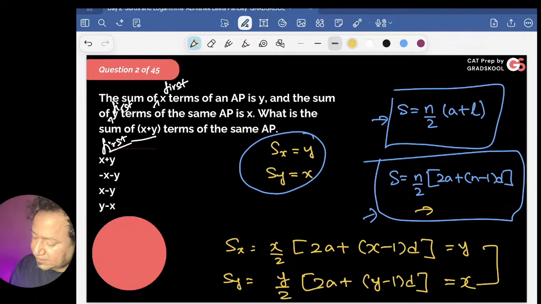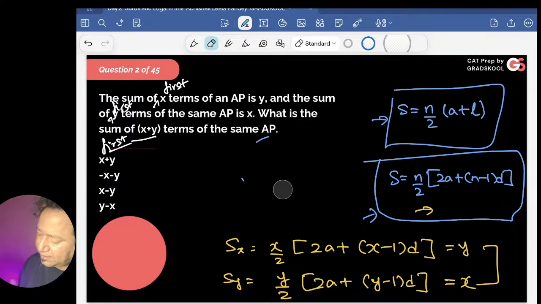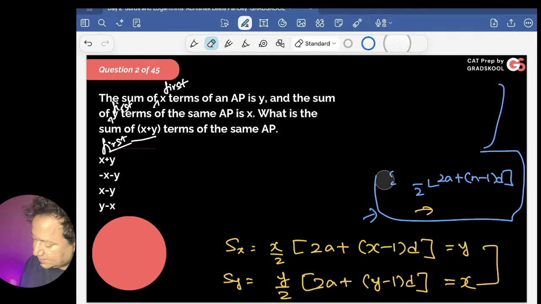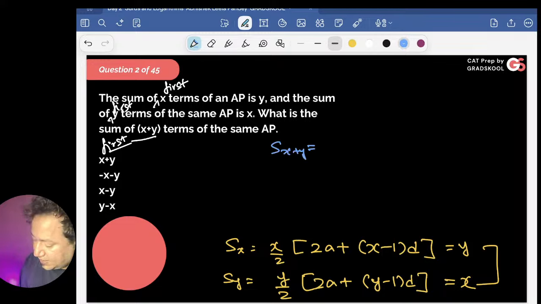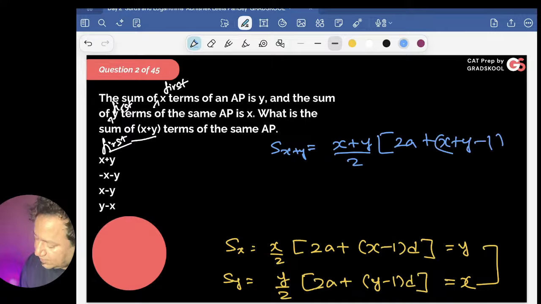After that, the question is asking to calculate the sum of first x plus y terms. X plus y terms. What does that mean? Sum of x plus y terms. There'll be x plus y whole by 2, and then 2a plus x plus y minus 1, common difference d. This is what we need to calculate. All right. So how many of you doing it this way? It's a right way, but you might take 3 to 5 minutes, and a lot of you might be even doing it. So let me see.